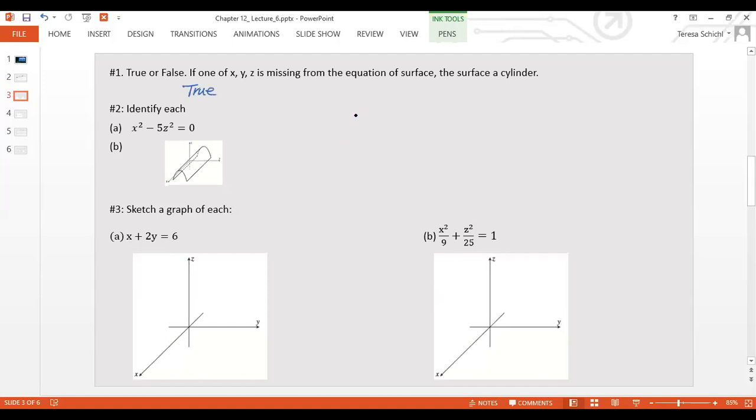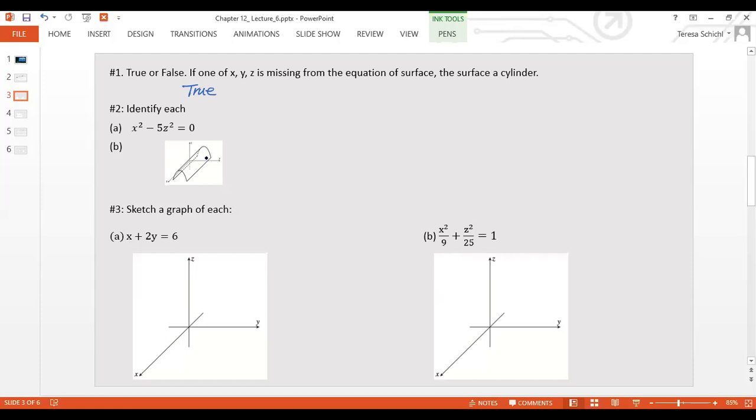Because if that variable is missing, from video number 1 we know the surface is going to be parallel to that variable's axis. So if y is missing, then we know it's going to be parallel to the y-axis.